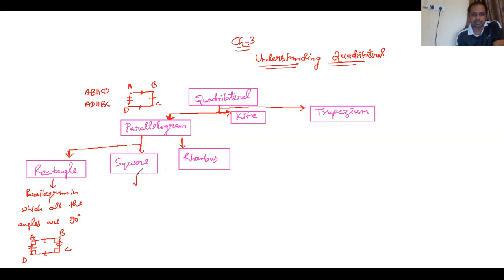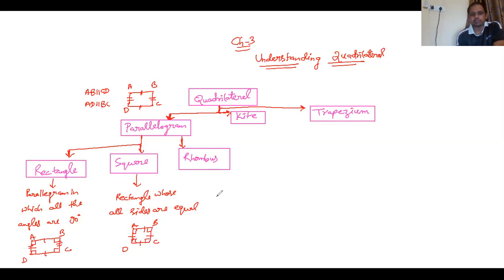And you can define a square as a rectangle whose all sides are equal. Right? You can draw the figure in this way: A, B, C, D. All the four sides are equal and all the angles are 90 degrees.